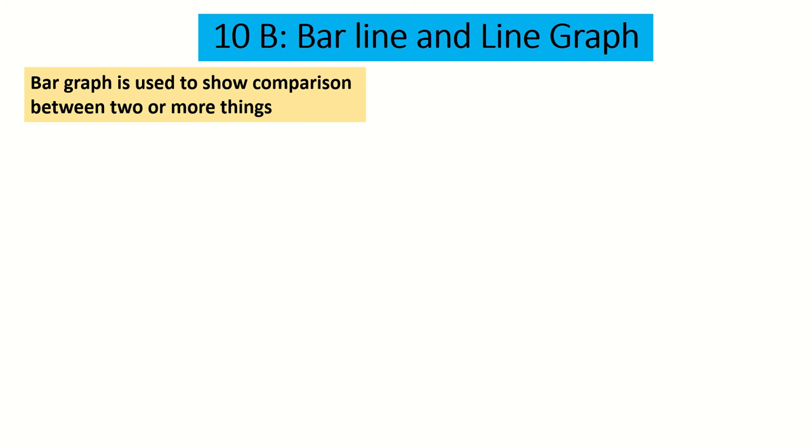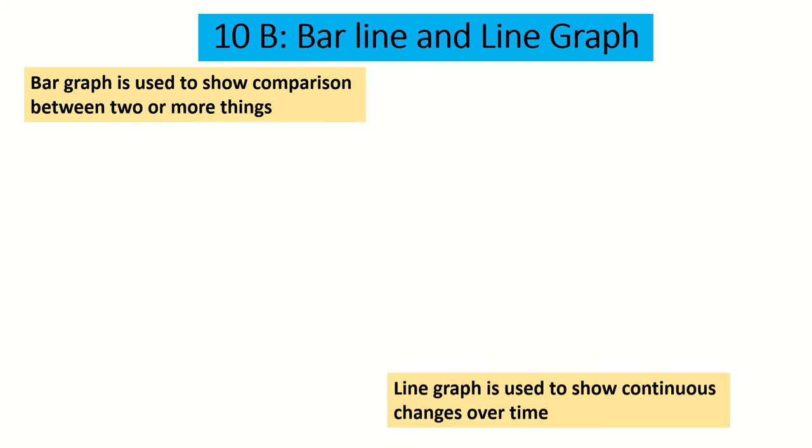As is obvious from the name, this is represented in the form of bars. A bar graph is used to show comparison between two or more things. This we have studied before. For example, we line up favorite fruits, so the fruits are compared with each other to see which one is the most favorite. So we are comparing two or more things with each other.